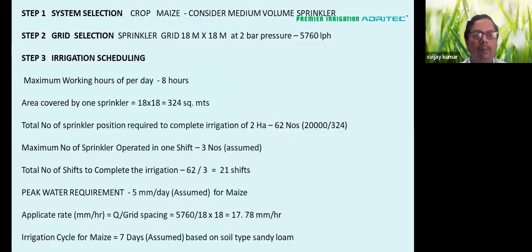Now when we want to do this, let us look at it step by step. Over here, we have taken the ZL22 sprinkler, and the grid we have assumed is 18 meter by 18 meter.